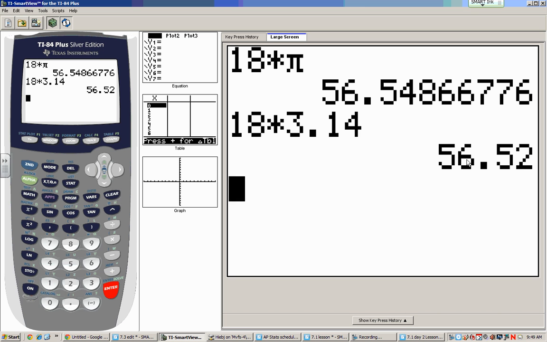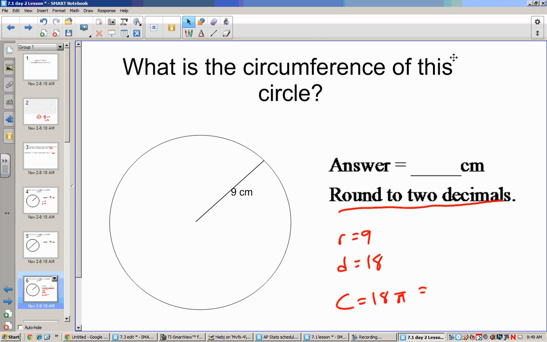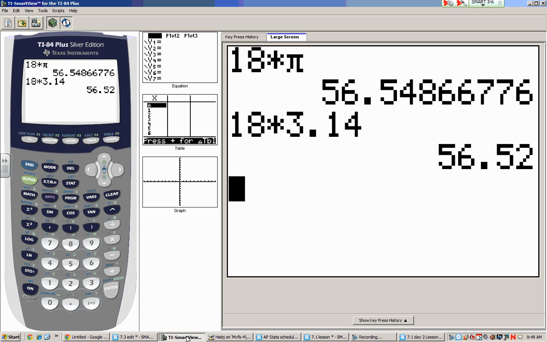Notice how the numbers are slightly off. This is 56.55, this is 56.52, but they're close enough, and when you're doing a test or anything, we'll take into account what your answer is. So the best answer, the most accurate, is the 56.55.